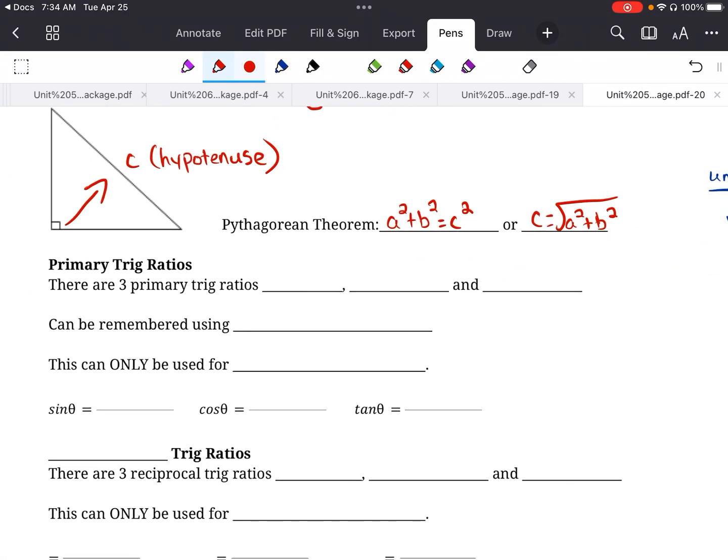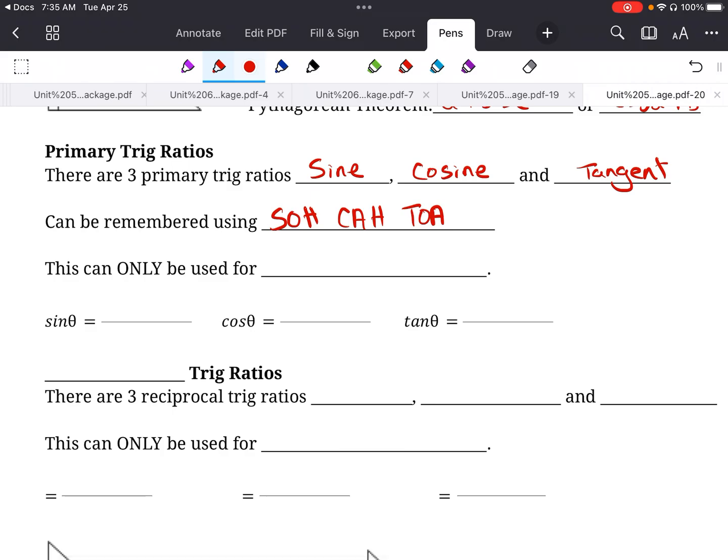We also learned in grade 10 three primary trigonometric ratios. Those were sine, cosine, and tangent. And they could be remembered using SOHCAHTOA. Remember, SOHCAHTOA is an acronym that tells you the order of things to do. So with the sine button, you're doing opposite over hypotenuse. Again, the primary trig ratios can only be used for right triangles.